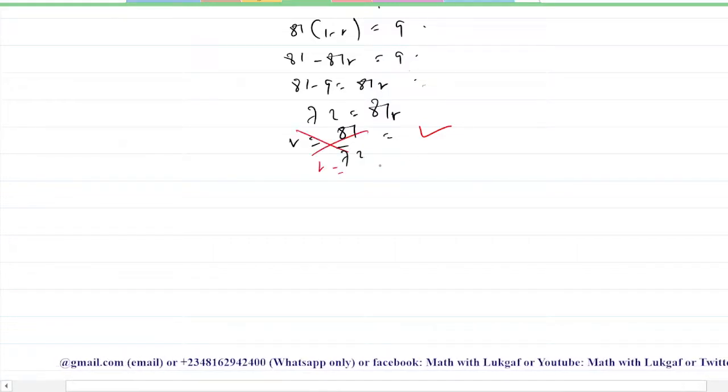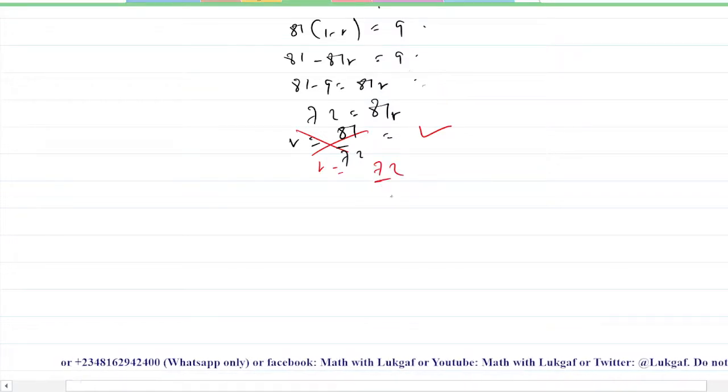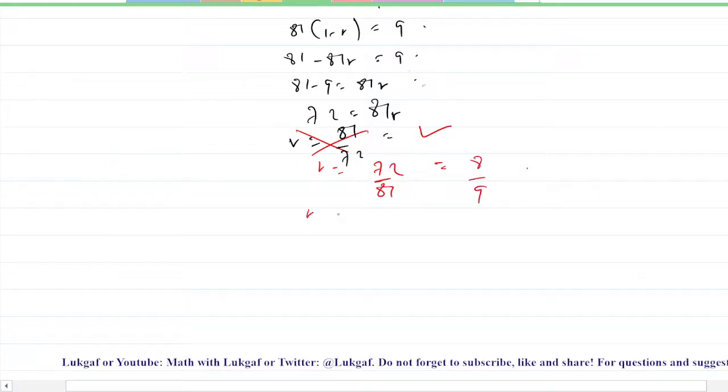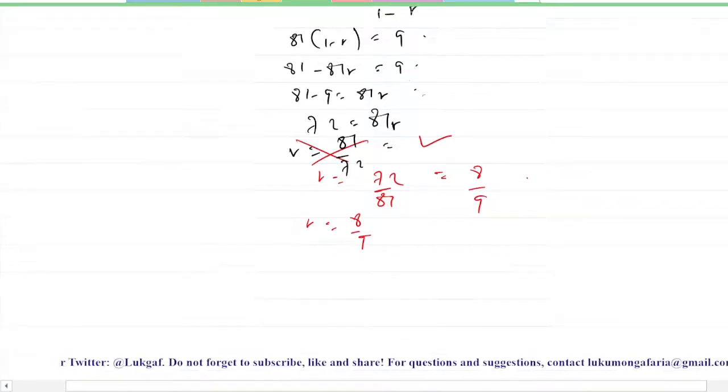My R is 72 divided by 81. And 9 is common. So how many 9s are you going to see in 72? That's 8 divided by 9. So it means your R is equal to 8 over 9. That's the first question. And what's the second question?